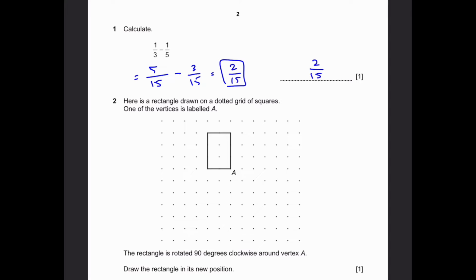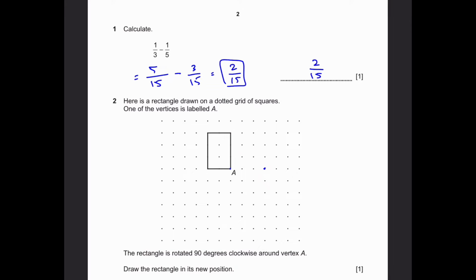Well, rotating 90 degrees clockwise means you rotate every single point 90 degrees clockwise around the vertex. So you rotate point A around itself, it will stay where it is because it's one of the vertices. Now this one, originally it's 3 points up of point A. Now, once we rotate 90 degrees, it'll be 3 units right. So we'll have a vertex there.